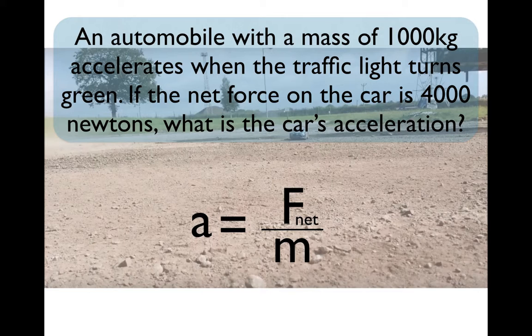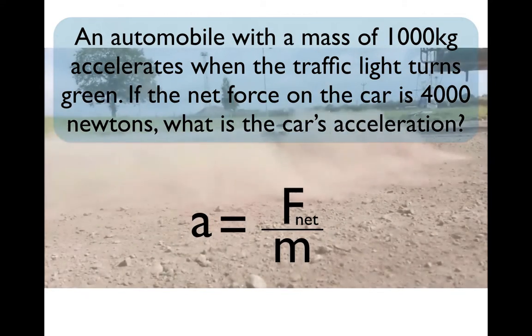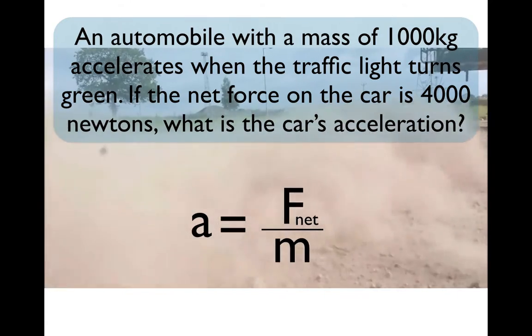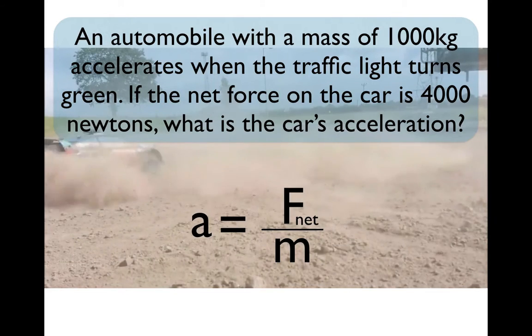Okay, so let's take a look at an example in the real world to see how this applies. An automobile with a mass of 1,000 kilograms accelerates when the traffic light turns green. If the net force on the car is 4,000 newtons, what is the car's acceleration?